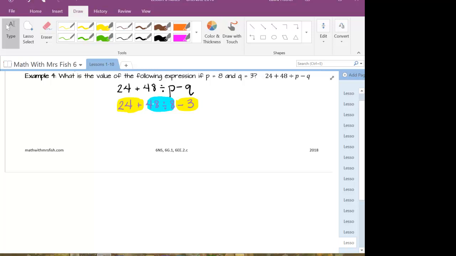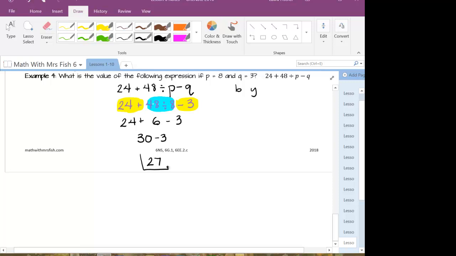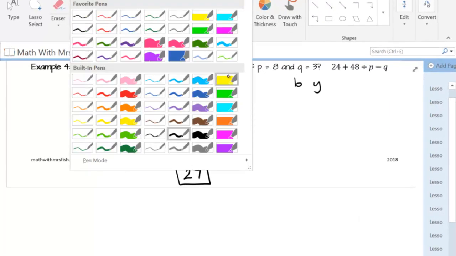Maybe it was because of the order. I am not doing yellow first, I'm doing blue first because B comes before Y in the alphabet. 48 divided by 8 is 6. Oops, there we go. Minus 3. And again, I can see I have just adding and subtracting. So now it's a matter of simplifying that. And we get 27.